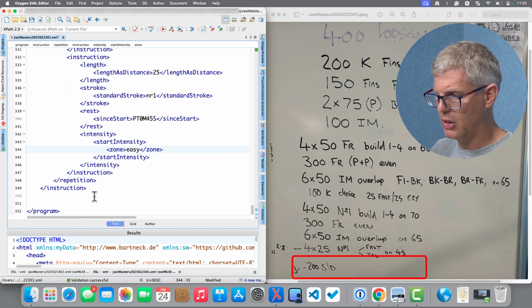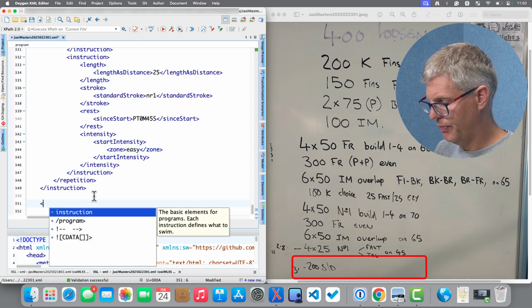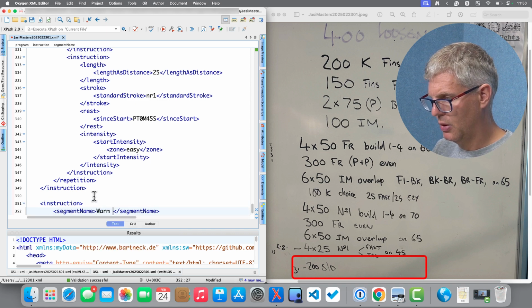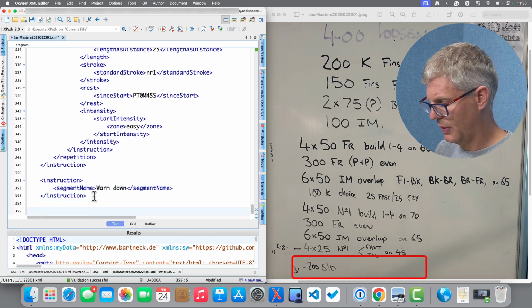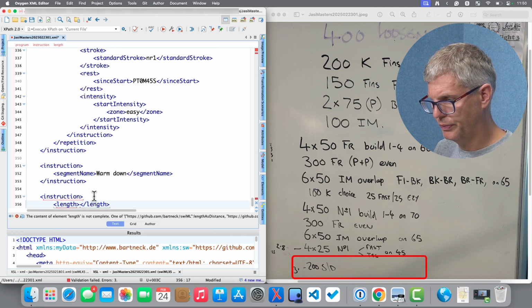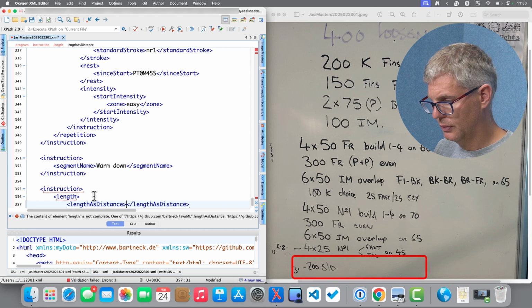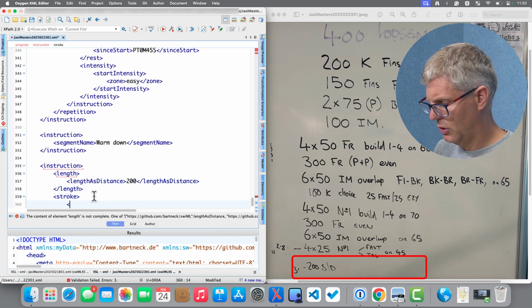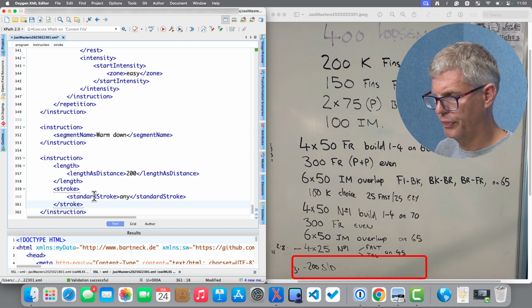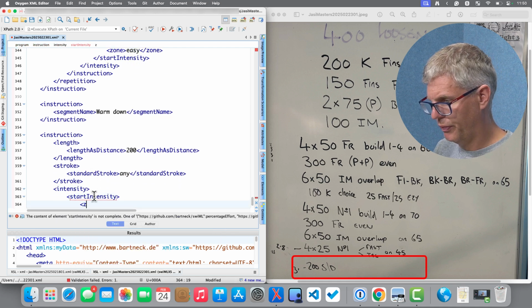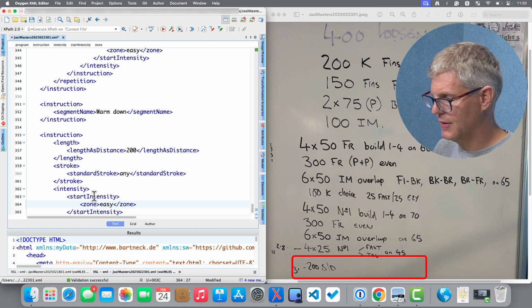Right, 200 swim down. So we put in a new segment name. Segment name warm down is just 200. Stroke, standard stroke any. Intensity zone. Not endurance. Easy.